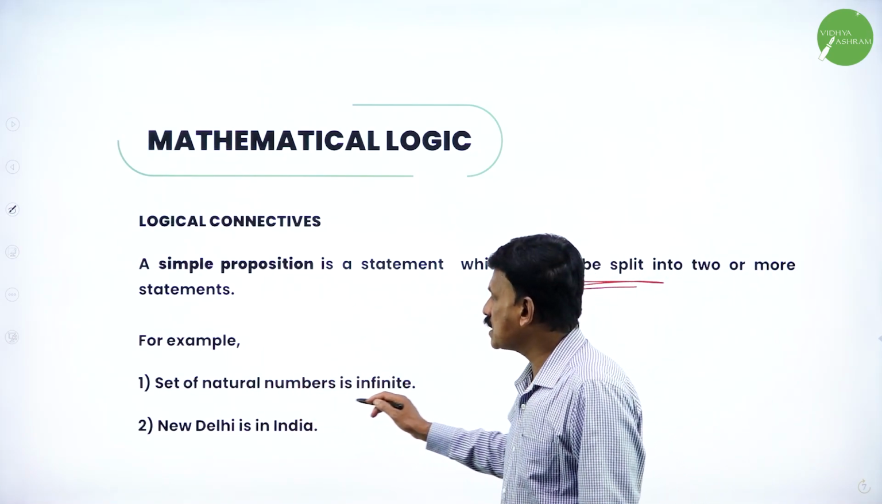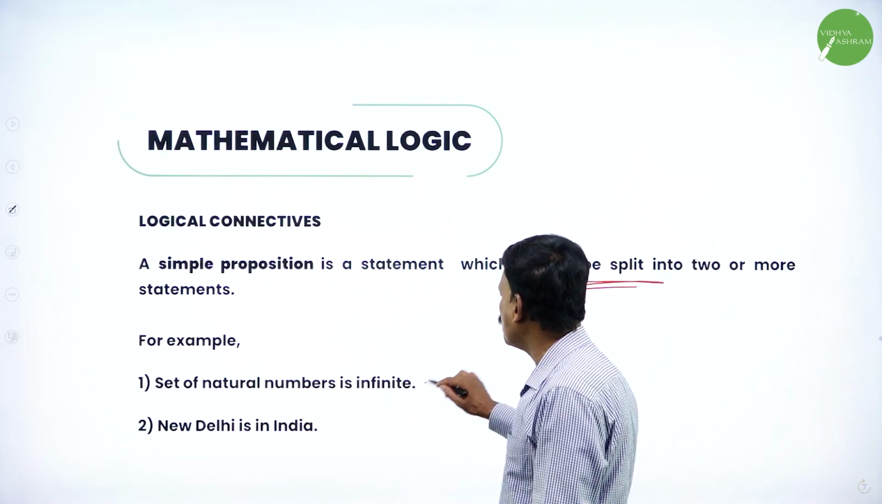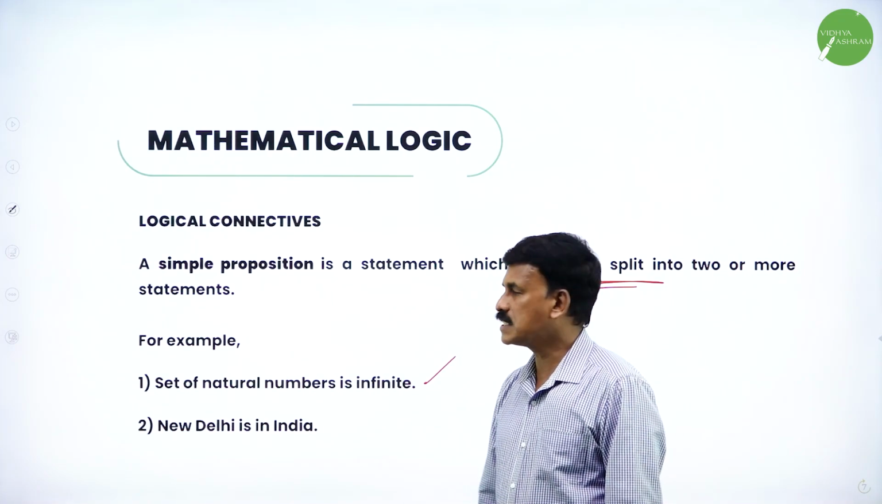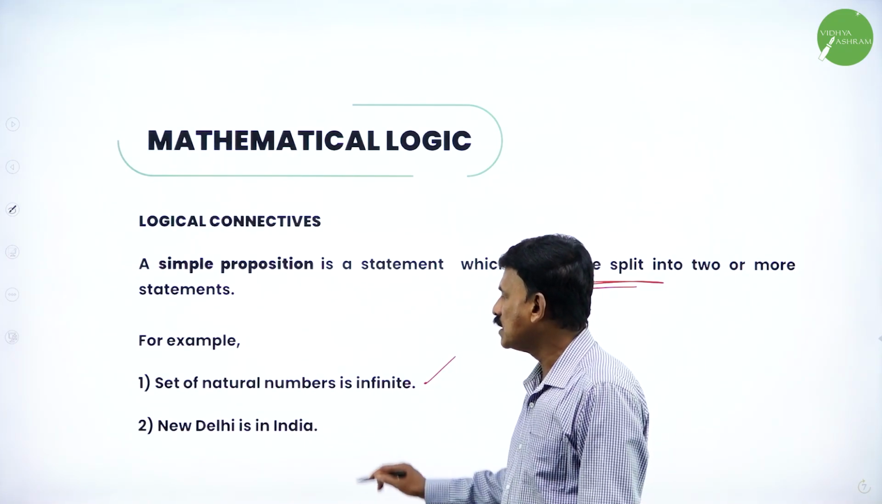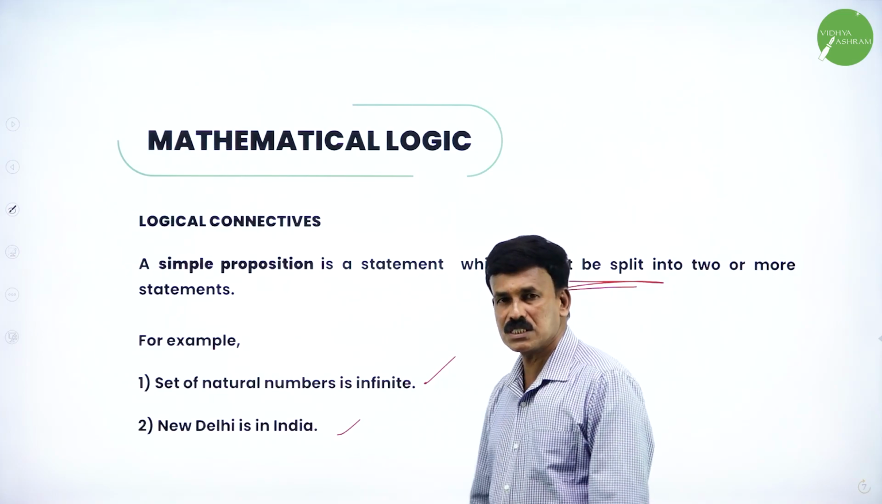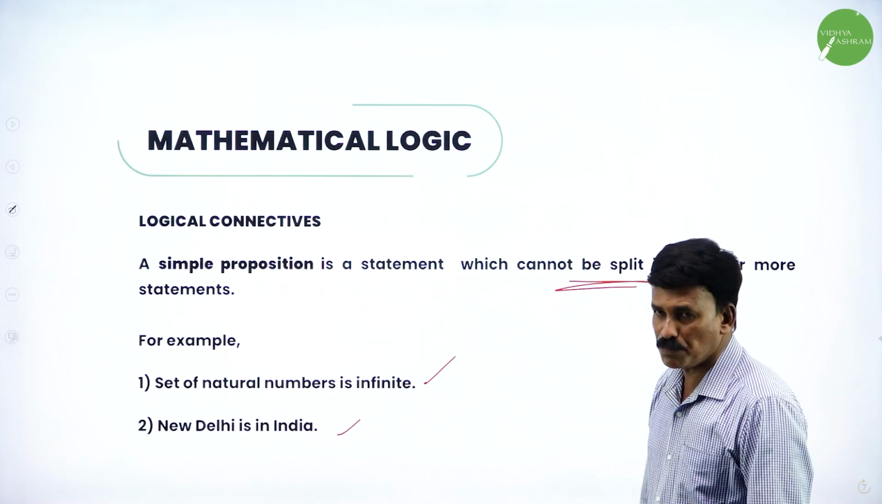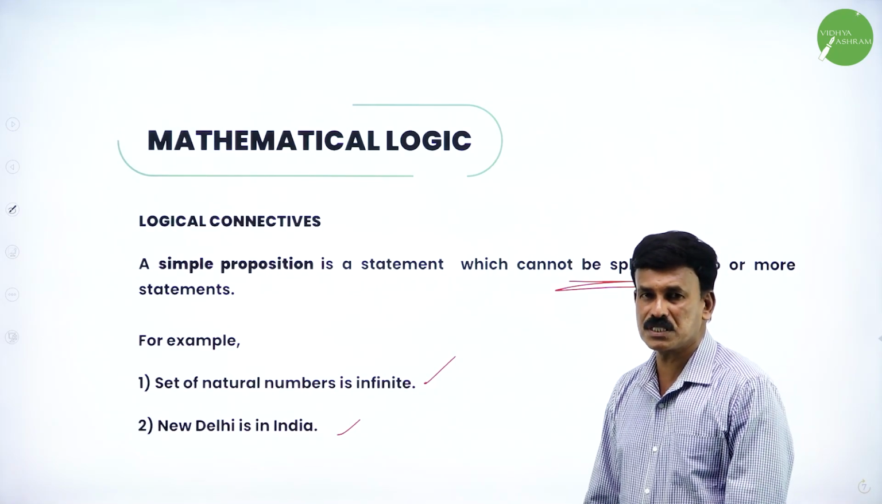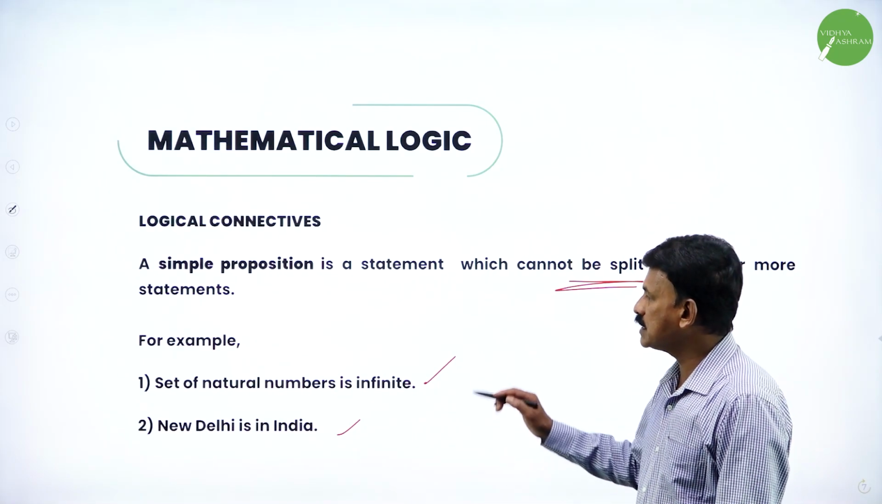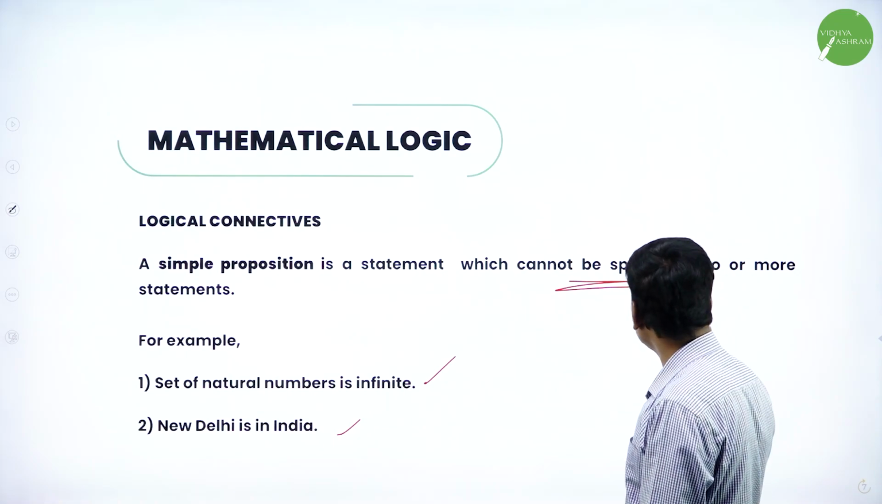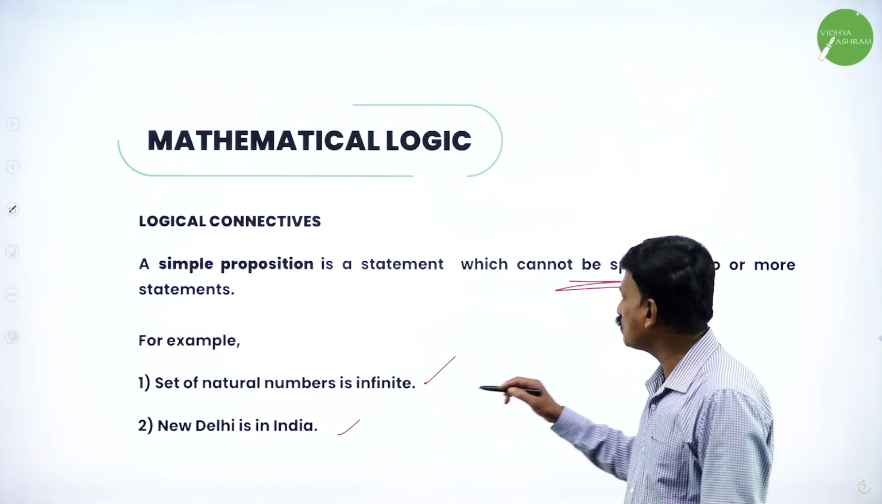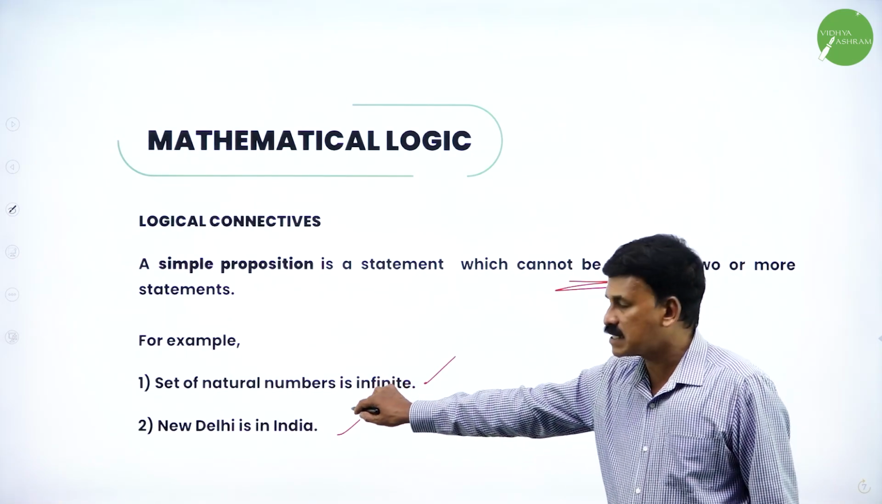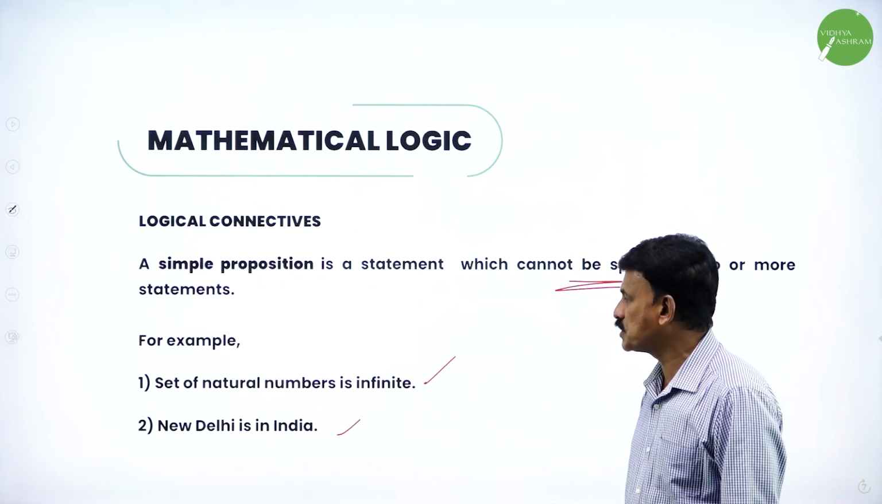Let us consider some examples. "The set of natural numbers is finite" is an example of a simple proposition. "New Delhi is in India" is also an example of a simple proposition. "Root 2 is irrational" is also an example of a simple proposition. A simple proposition cannot be split into two or more sentences. These are examples of simple propositions.